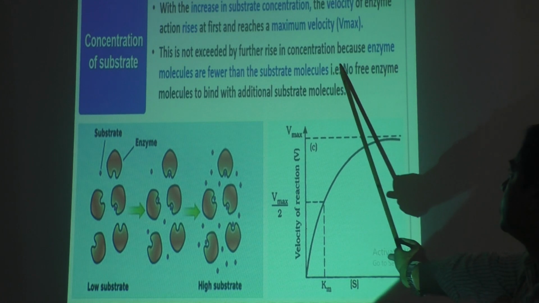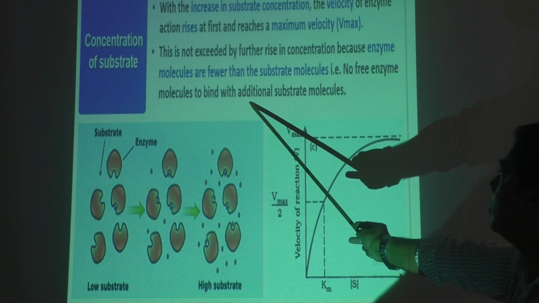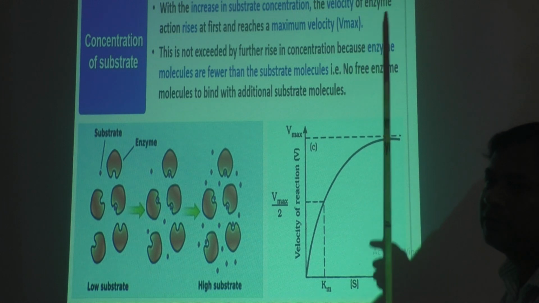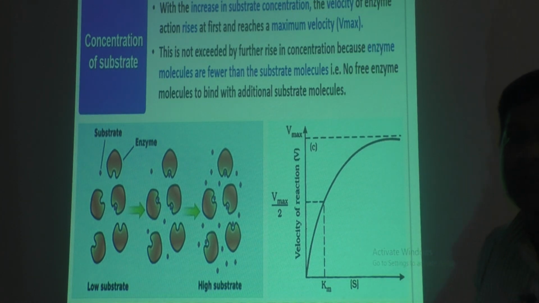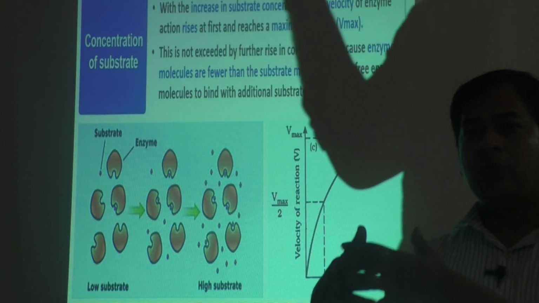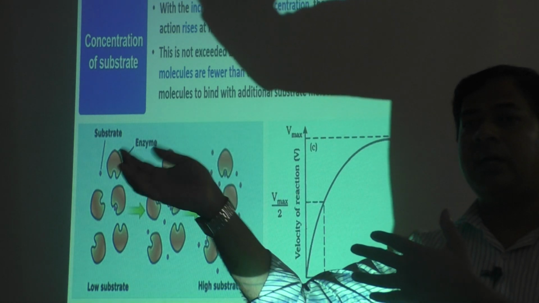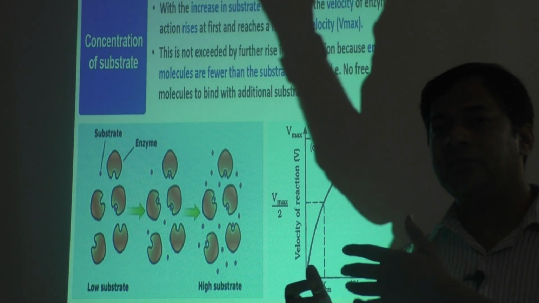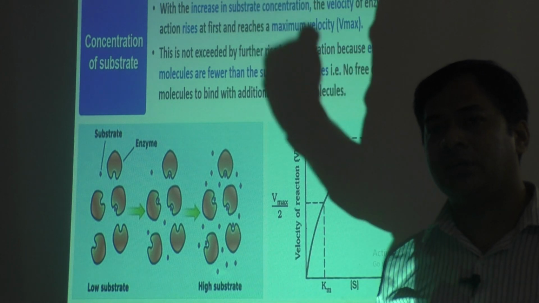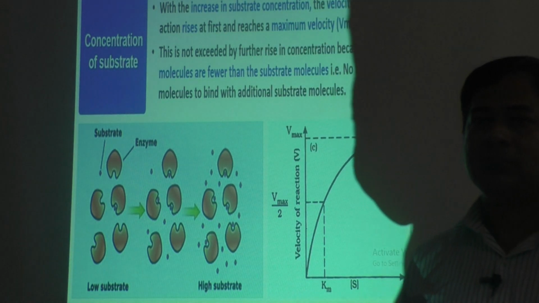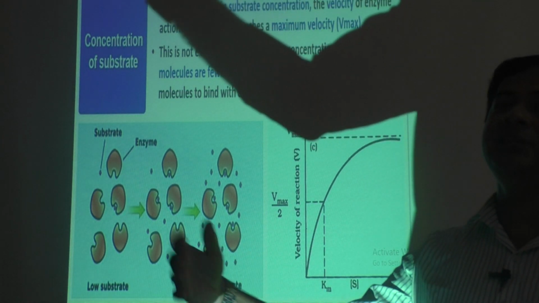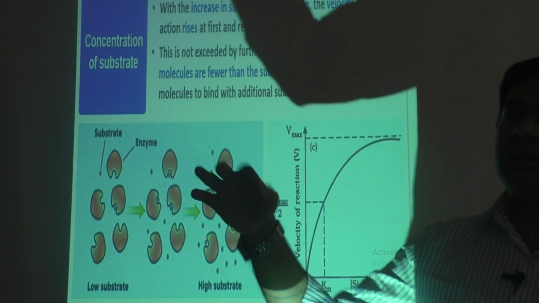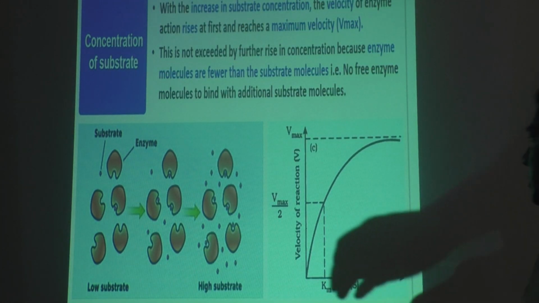So there is no free enzyme molecule to bind with additional substrate molecules, meaning all the enzymes are bound to the substrate, then you are adding new substrate. No enzymes are free, they are already bound to substrate. Free enzymes are not there. That means what you have to do, when you increase the substrate, you should add extra enzymes, then only it will work, otherwise it doesn't work.